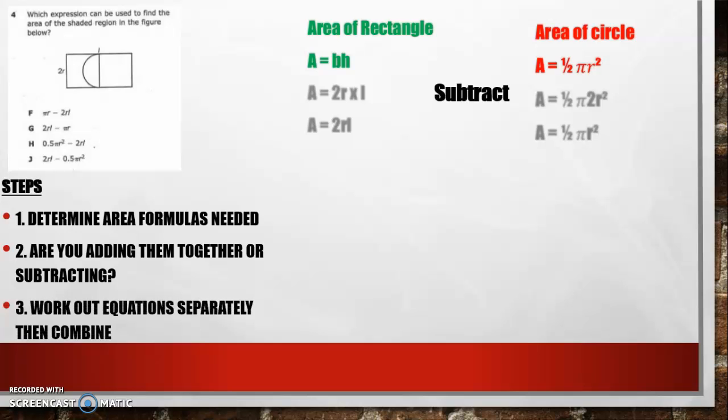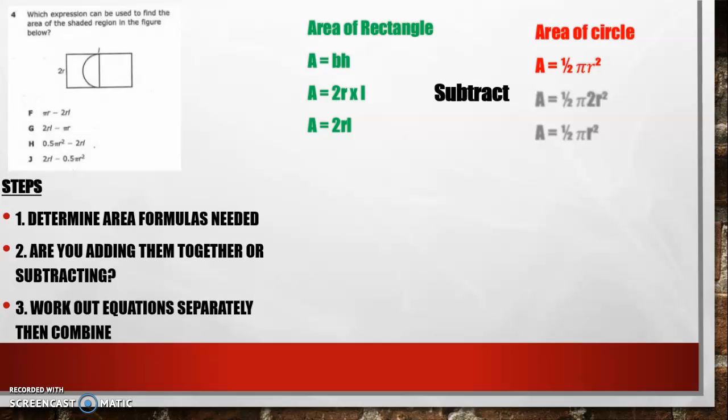So the area of a rectangle here, you're not given any specific lengths. You're given just a unit of essentially 2r. So what I did was I took 2r times my L. So my 2r times L, so the length times 2r will give me that area. So my area is 2rl.